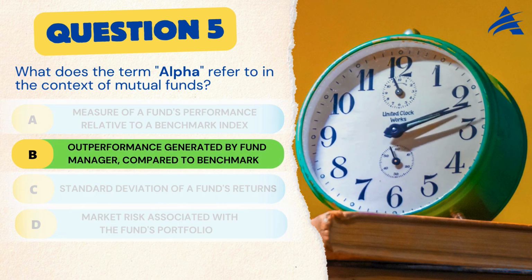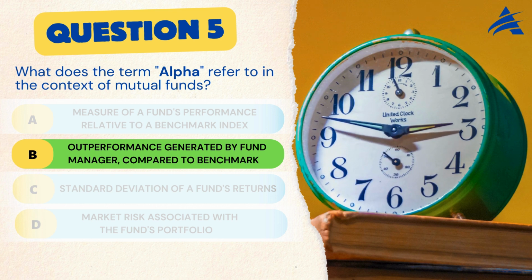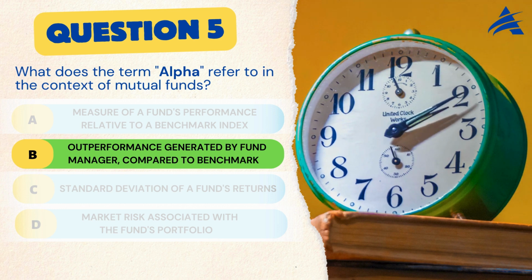The correct answer is B. Outperformance generated by fund manager compared to benchmark. Alpha measures the excess return generated by a mutual fund manager compared to the expected return based on the risk taken. Positive alpha indicates that the fund has outperformed its benchmark index.